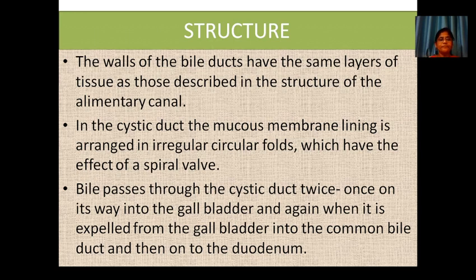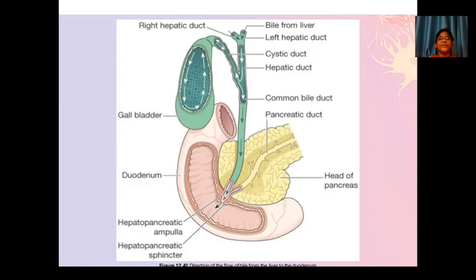Okay, the bile passes through the cystic duct twice. That means two times. The bile passes through this cystic duct two times: once on its way into the gallbladder, and again when it is expelled from the gallbladder into the common bile duct and then on to the duodenum. Okay, so see this, then you came to know.